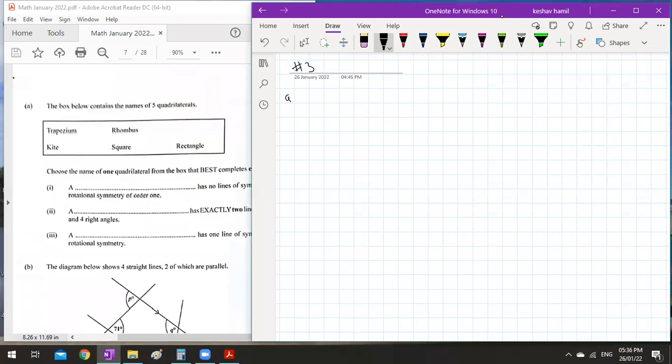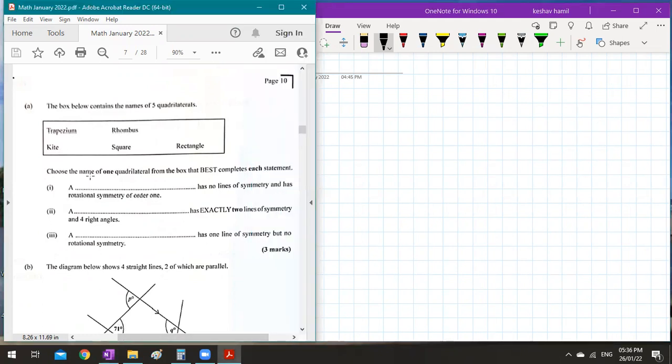All right, so question 3A. The box below contains the names of 5 quadrilaterals: trapezium, rhombus, kite, square, rectangle. Choose the name of the quadrilateral from the box that best completes each sentence. If something has no lines of symmetry and has rotational symmetry of order 1, so which one has no lines of symmetry and has rotational symmetry of order 1?